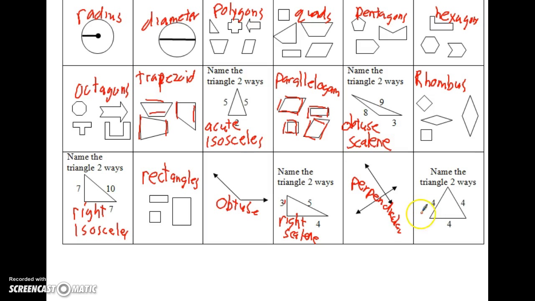All of the sides are equal. And the only kind of equilateral we have are acute equilateral, because all the angles are the same, which means they're all 60 degrees. And that would be less than 90 for sure.